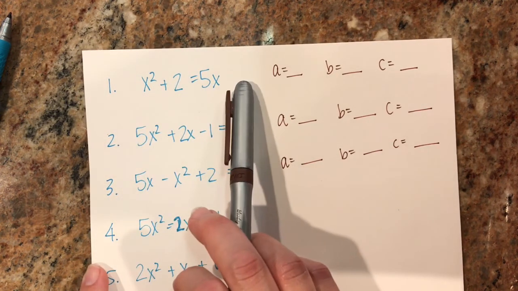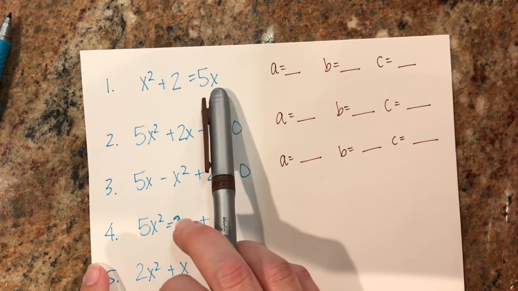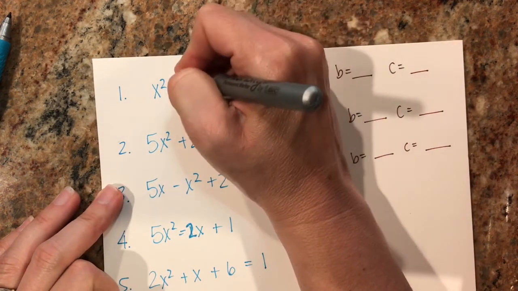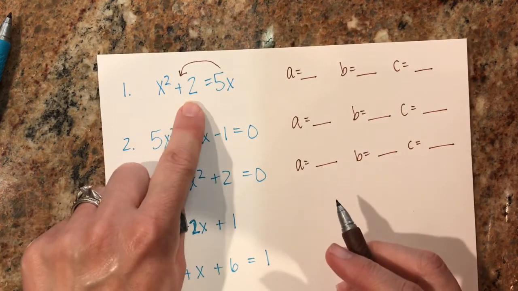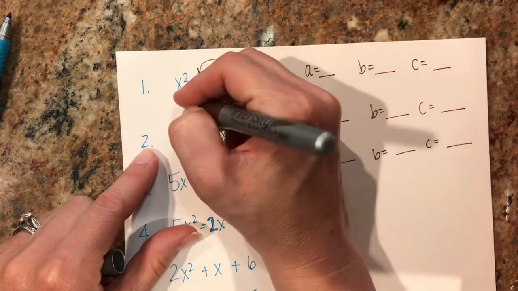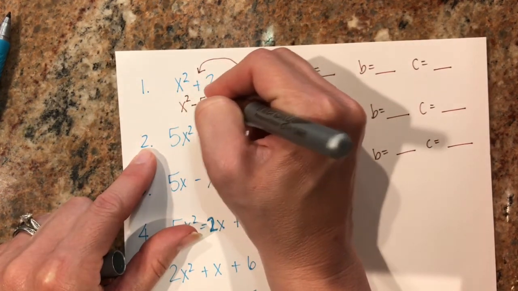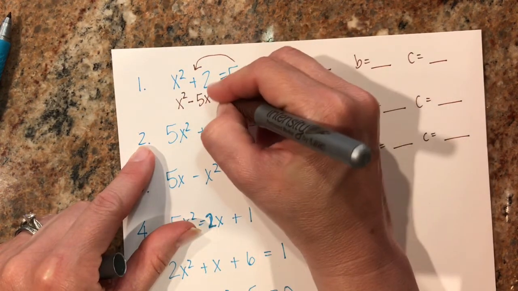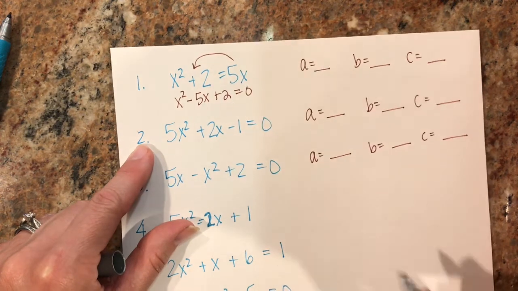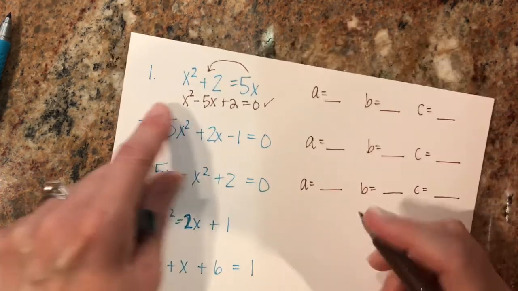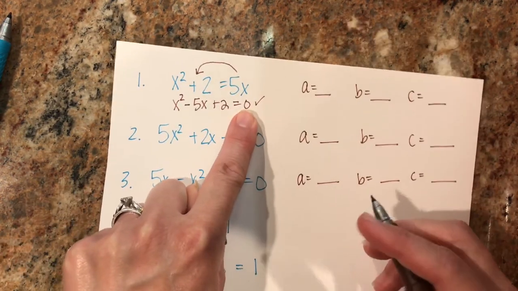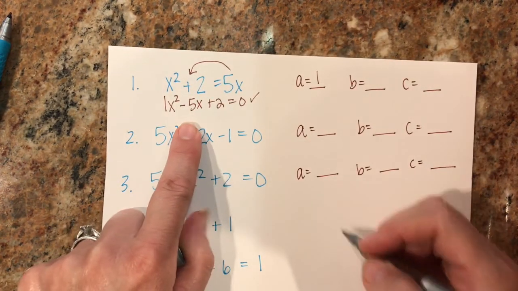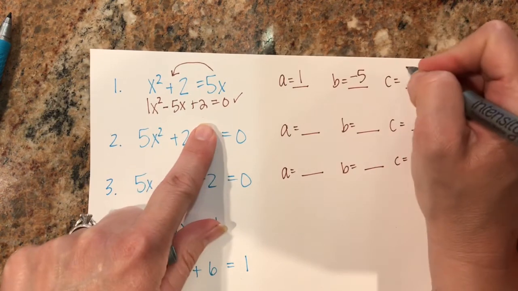Quadratic formula only works if it's in standard form and if it says equals 0. So what we want to do on number 1 is we want this 5x to hop the bridge in between the x squared and the 2. Remember, when it hops over, it becomes negative. So that 5x becomes negative 5x, but everything else stays the same. And now it says equals 0. That's our goal. We have it in standard form and equals 0. So our A is 1. Remember, it's 1x squared. B is negative 5, and C is 2.